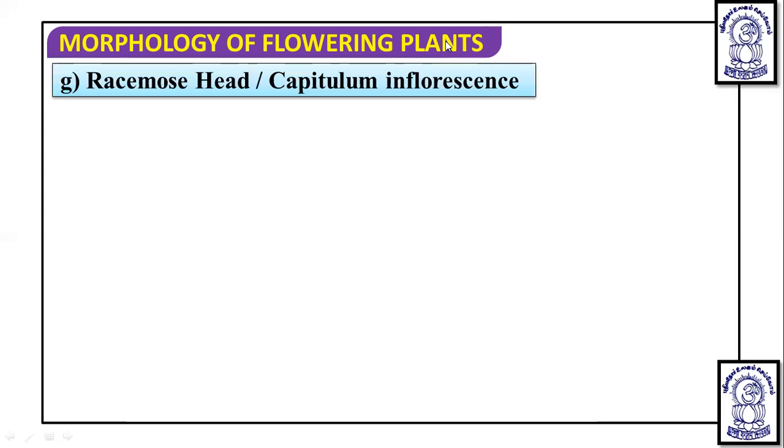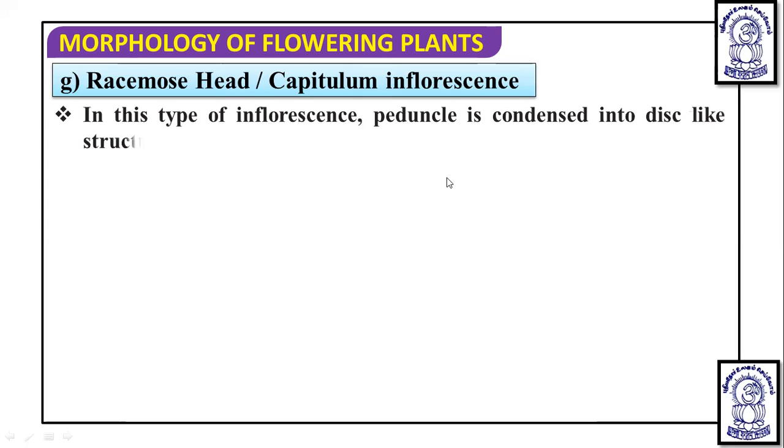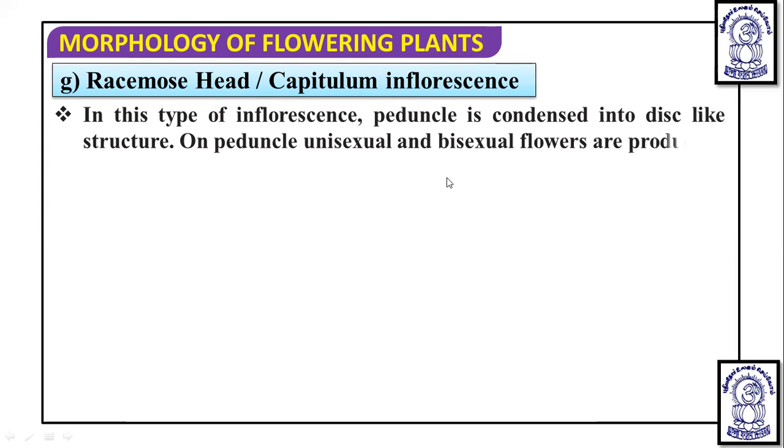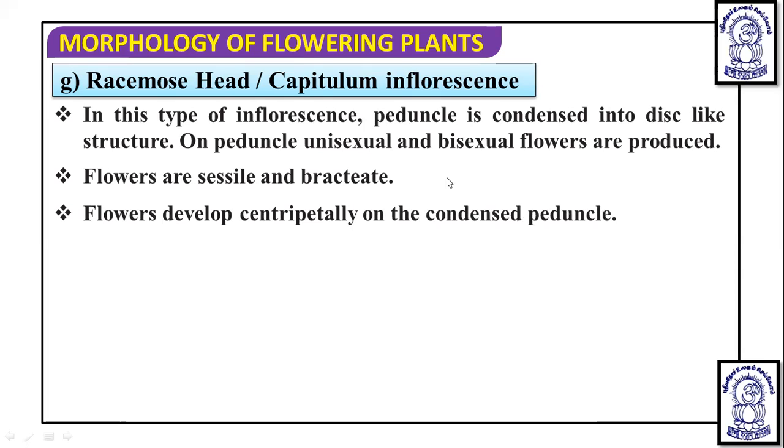Now in a racemose head or capitulum inflorescence, we'll study that in this type of inflorescence, the peduncle is condensed, or we can say flattened into a disc-like structure. And on the peduncle, unisexual and bisexual flowers are produced. So flattening of the peduncle occurs and over it the flowers are arranged. The flowers are also sessile and bracteate, because they have a bract at the base of the flower, a small leaf-like structure. And the flowers are developed centripetally on the condensed or flattened peduncle.